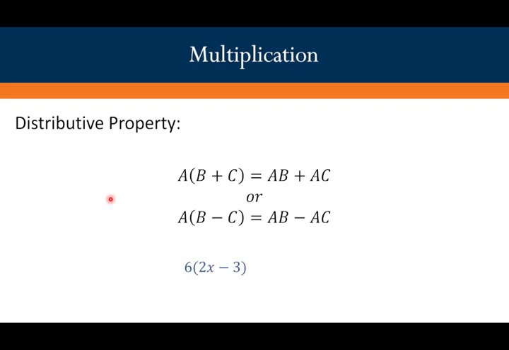So let's do a simple example. 6 times 2x minus 3 in parentheses. So we just multiply the 6 by the 2x, and multiply the 6 by the negative 3. 6 times 2x is 12x, and 6 times negative 3 is negative 18.